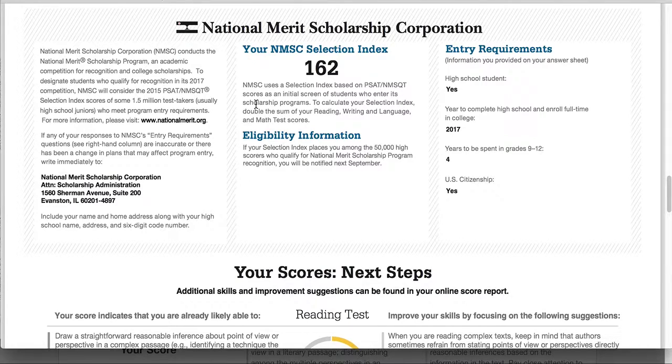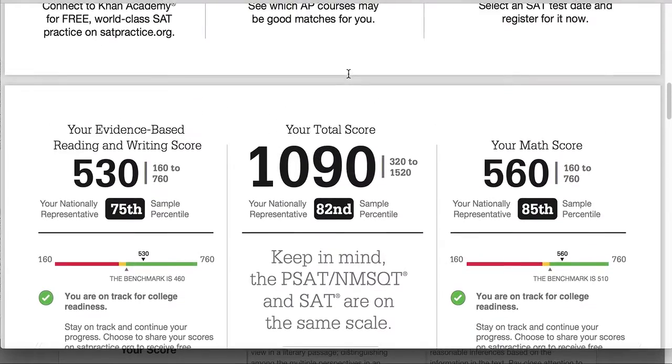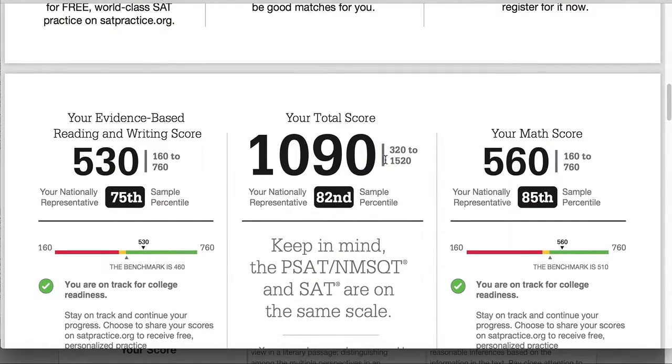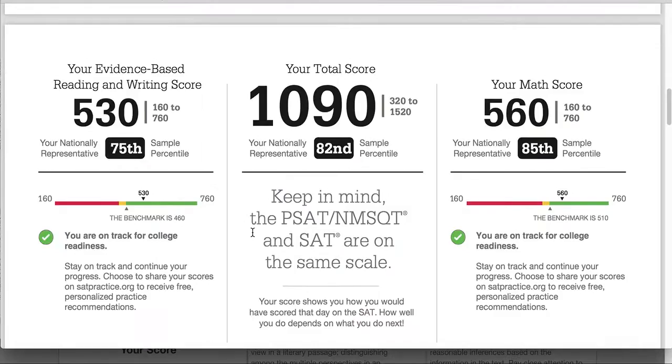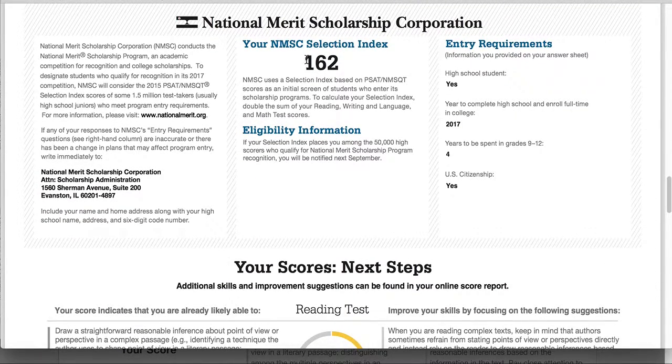So for most of you, this doesn't necessarily mean much. However, you'll find the National Merit Scholarship Corporation's Selection Index on the next page of your score report. Now, this student scored a 162 on that index. How this number is generated is the College Board creates the scale for the overall score. And the National Merit Scholarship Corporation takes that scale and applies it to their own index of numbers, which is basically another scale.